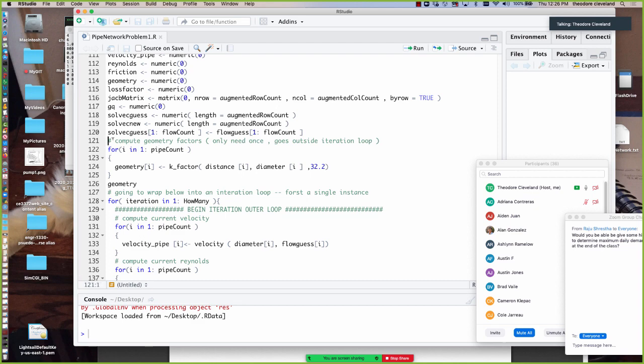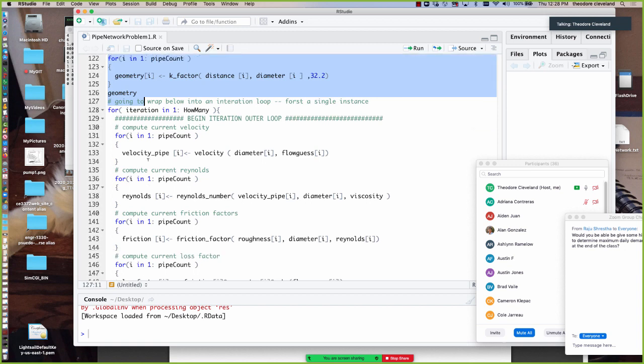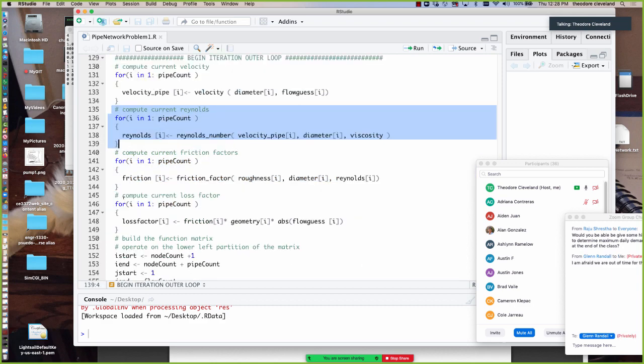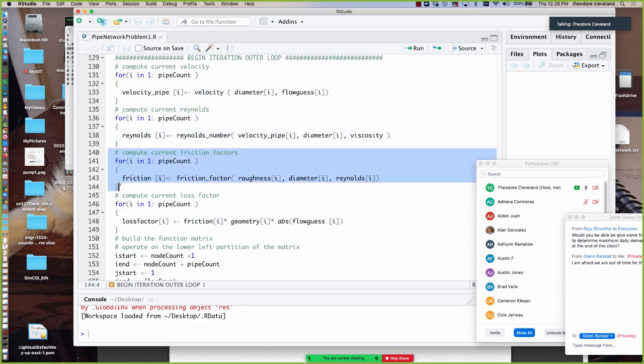And now we compute the geometry factors. We only need to do this once. And then comes the iterative step, the repeated calculating. So how many is going to be how many times we're going to allow this to go on? First, we compute the current velocity, the current Reynolds number. Once we have those two, we can compute current friction factors.